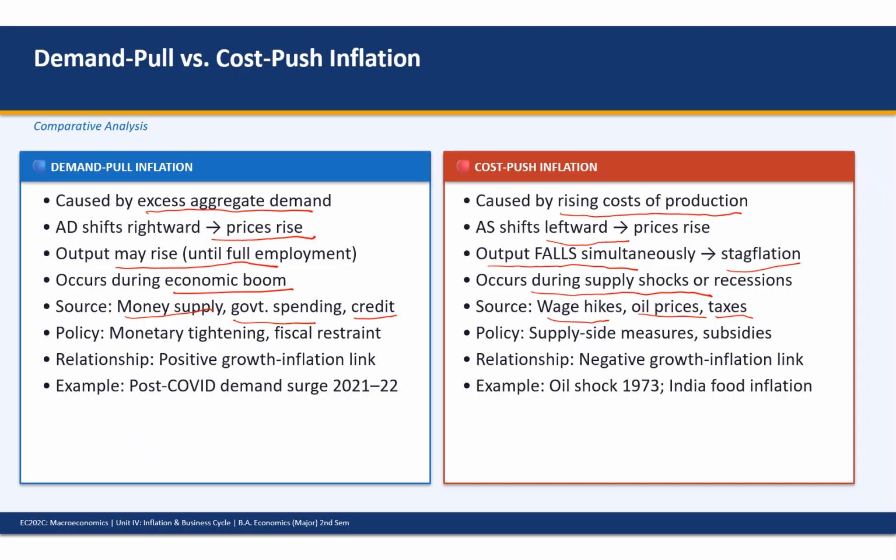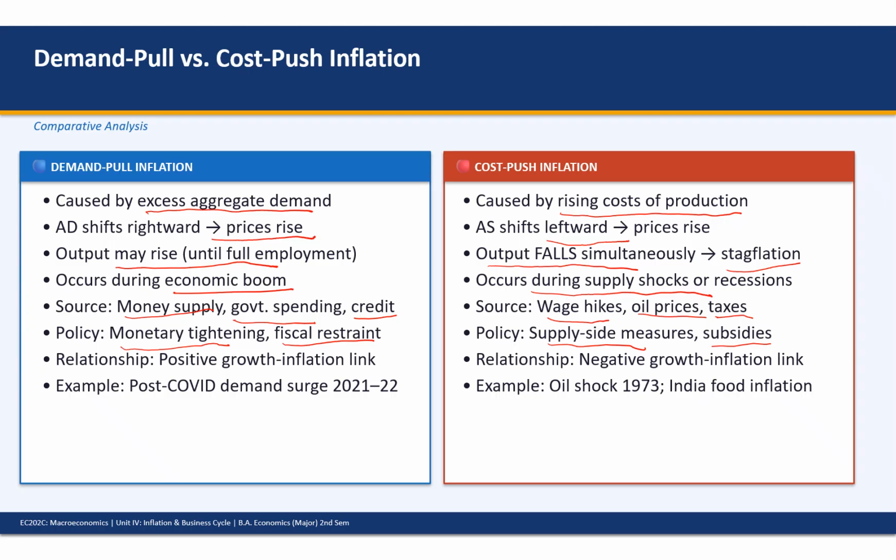So, the policy responses in both the cases are also different. Demand pull inflation is generally controlled by monetary tightening and fiscal restraint, while cost push inflation is better handled through supply side measures and by providing subsidies.